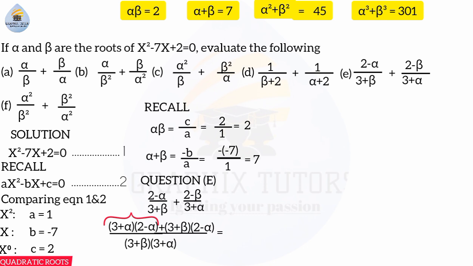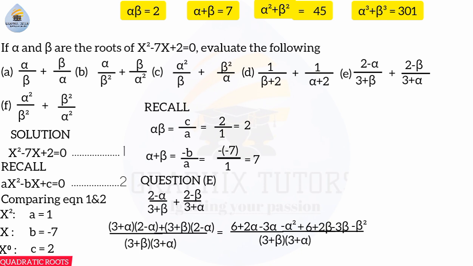So expanding it, use 2 in the first bracket to multiply everything in the second bracket, and use minus alpha in the first bracket to multiply everything in the second bracket, and you'll be left with what? 6 plus 2 alpha minus 3 alpha minus alpha square. Is that taken? Plus, you do the same thing for the second one. You take 2 in the first bracket to multiply everything in the second bracket, and you take minus beta in the first bracket to multiply everything in the second bracket, and you're going to have 6 plus 2 beta minus 3 beta minus beta square. Alright, all divided by what you can see here, 3 plus beta multiplied by 3 plus alpha. Is that taken? Now you collect like terms.